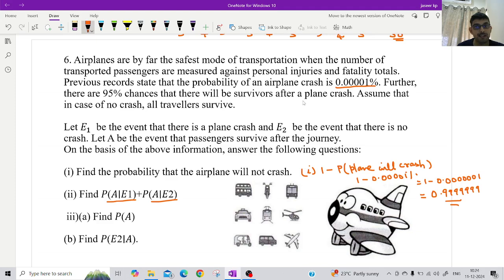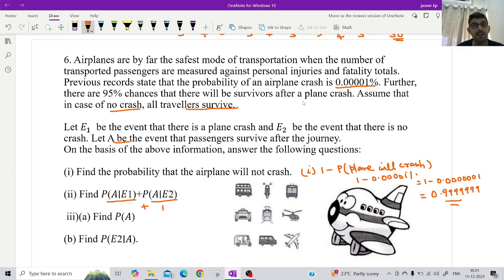A is the event that passengers survive after the journey, after the plane journey. E1 means there is a plane crash. E2 means there is no crash. So when A is passengers survive after the journey, they will survive without any injury. So in case of no crash, all travelers survive. So the probability of A given E2 is 1. So all are surviving.